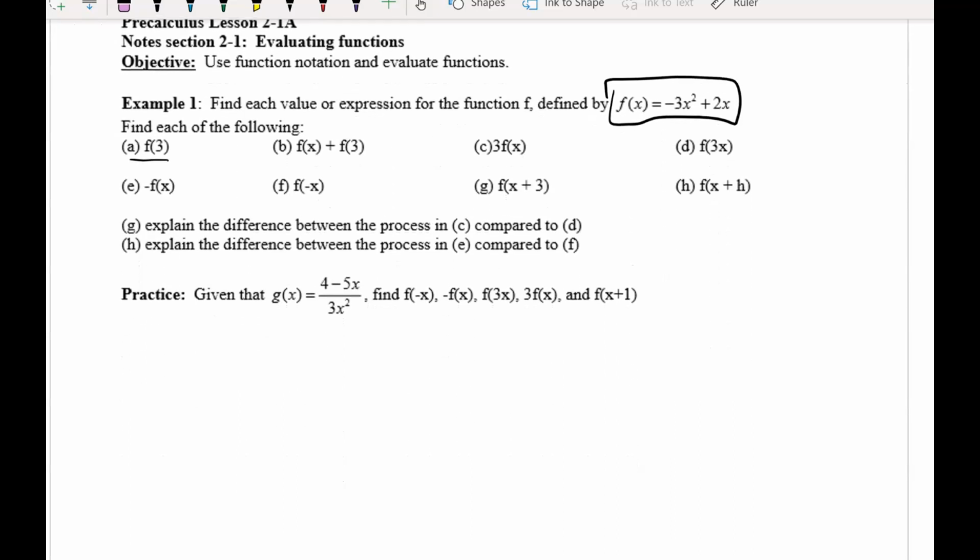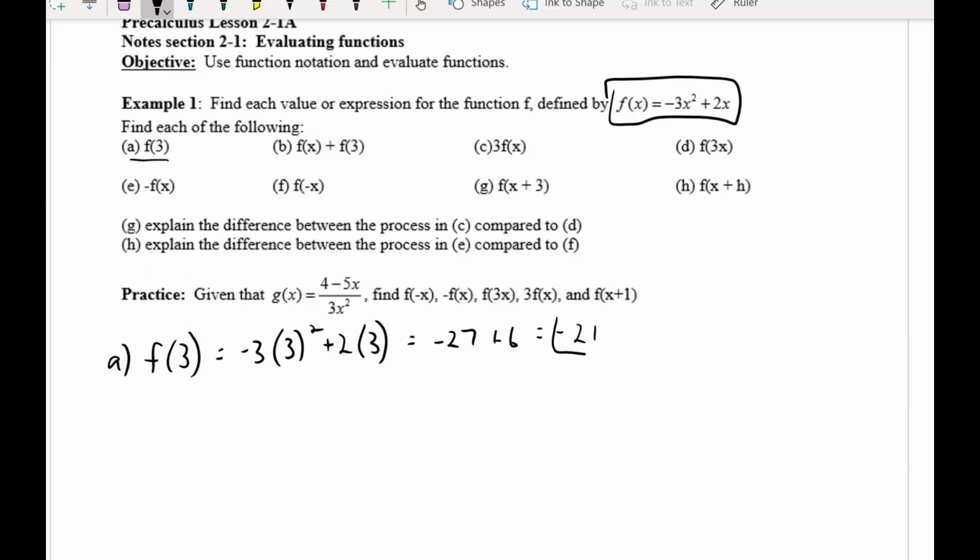For a, f of 3 means you're going to replace all the x's with 3. So that's going to be negative 3 times, where it says x squared, I'm going to make that 3 squared, plus 2x, I'm going to make that 2 times 3. And we just have to evaluate that, and in this case, evaluate means actually get a value. So what do we have? We have negative 3 times 9, which is negative 27, plus 6, which is negative 21.